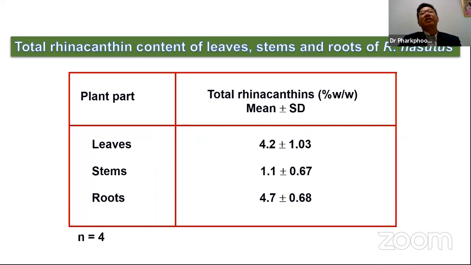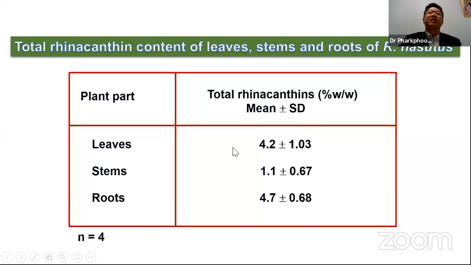So when you use the plant, recently in Thailand we have an antifungal topical gel made from the leaf extract. And why do we use the leaf extract? Because the leaf extract contains a high content of the active compound, linocantin.